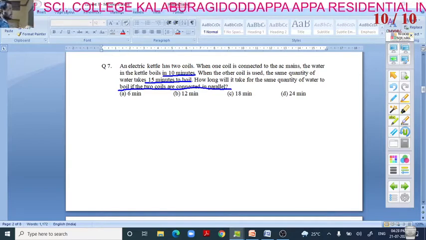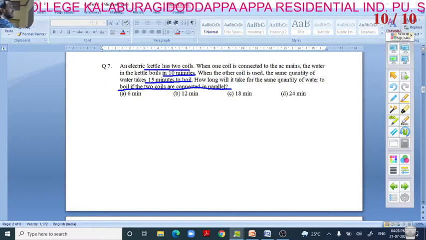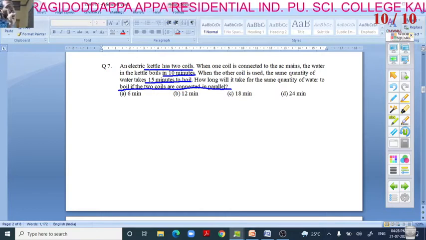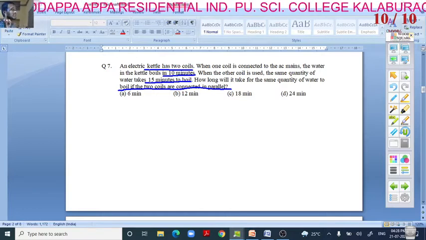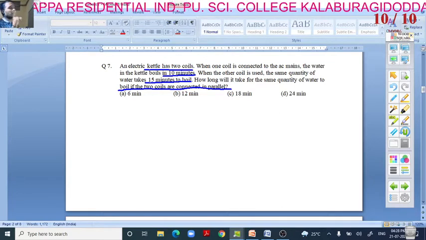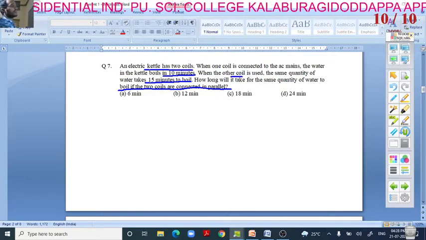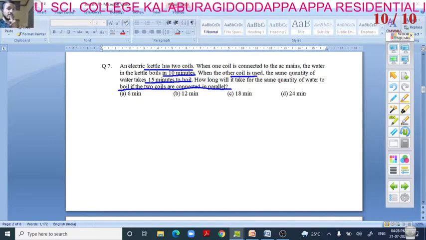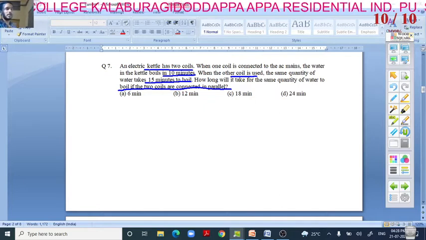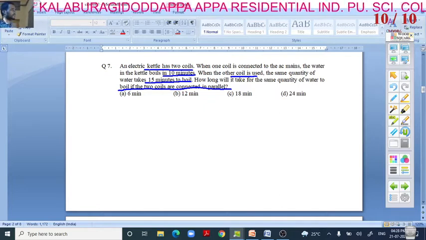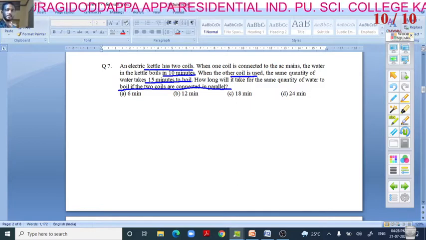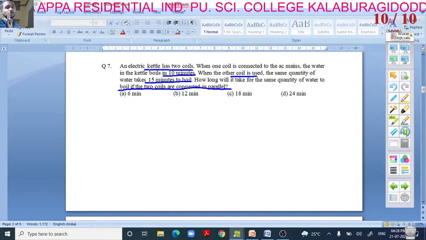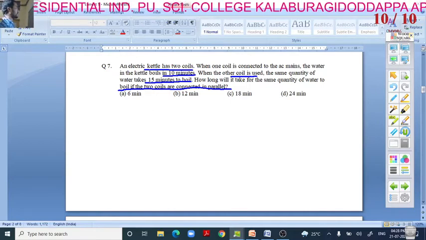Concentrate here. An electric heater has two coils. One coil is connected to the mains, and the water in the kettle takes 10 minutes to boil. When the other coil is used, the same quantity of water takes 15 minutes. If we use the two coils by connecting them in parallel, how long will it take to boil? This is the question, right?